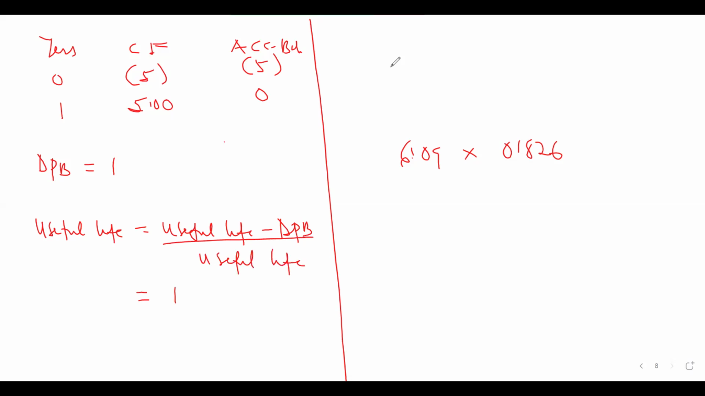So we have 10 years minus 1, divided by 10 years. That will give us 9/10. So we have 9/10 multiplied by 100. That will give us 90%, isn't it? Is that 90%?